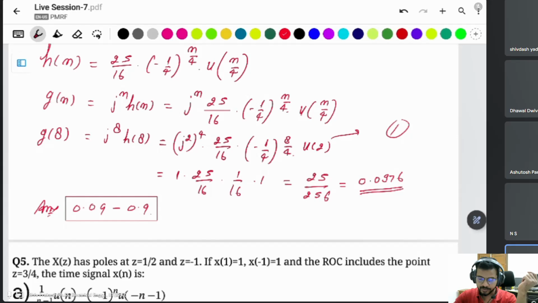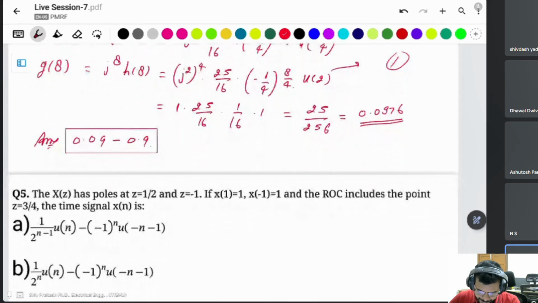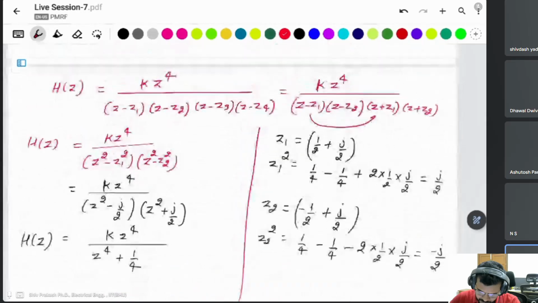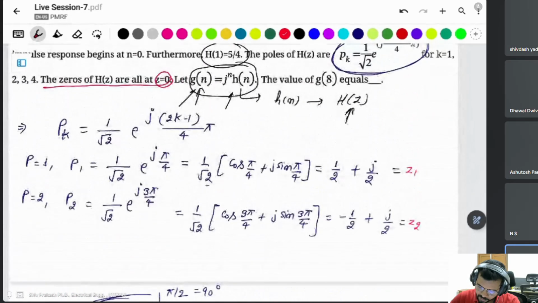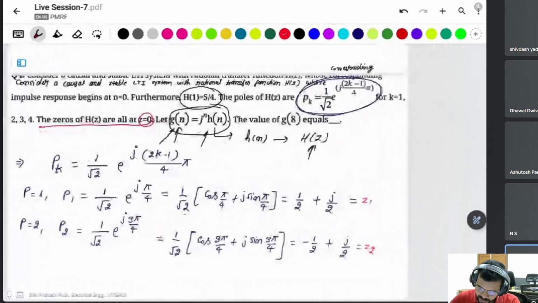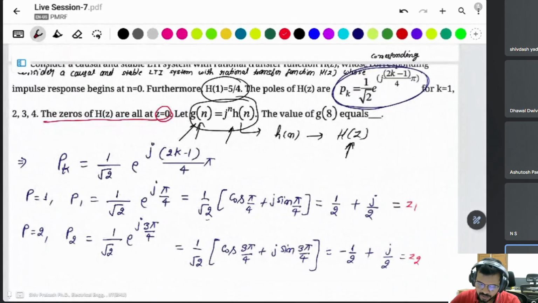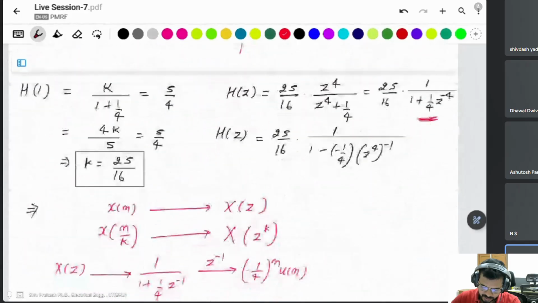Okay, fine. Simply we have to learn about the property. If you know about the properties of the Z transform and Laplace transform, then you can solve any question using the property.